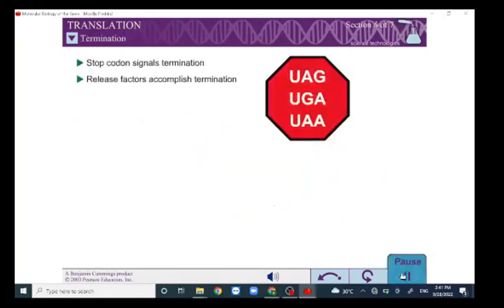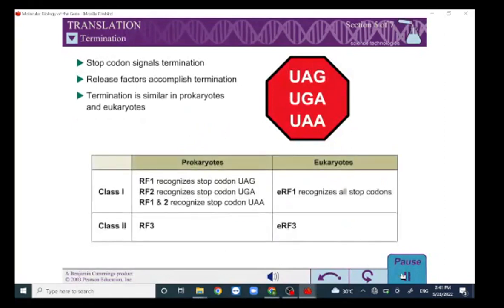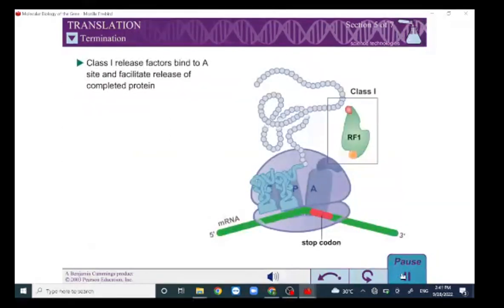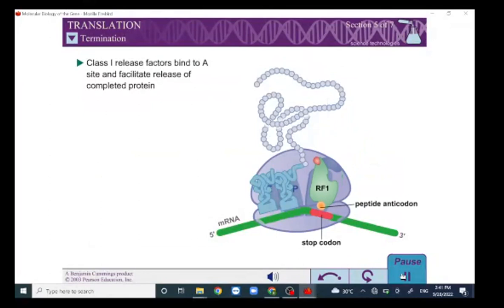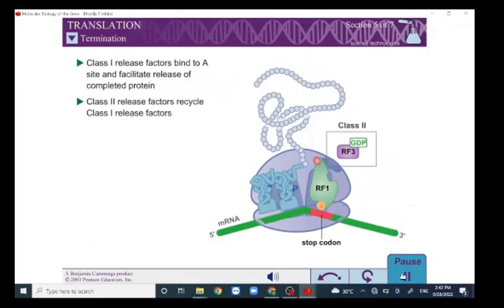Once that gets recycled, what you have to understand is you're going to have the stop codon signal. Stop codons are UAA, UAG and UGA. So they are going to be termination. This is going to be the same in prokaryotes and eukaryotes. But what you need to understand is you have different releasing factors. RF1 recognizes all the stop codons in eukaryotes. Prokaryotes have different RFs. So the class 1 release factors bind to the A site and facilitate the release of your protein. Once there is a release of the completed protein, what happens? Class 2 factors release the factors and recycle the class 1 release factors.